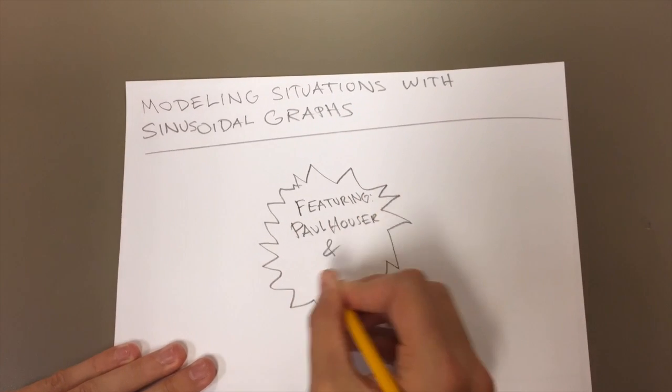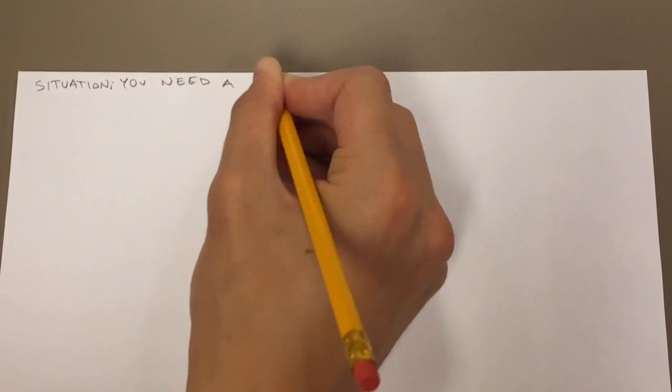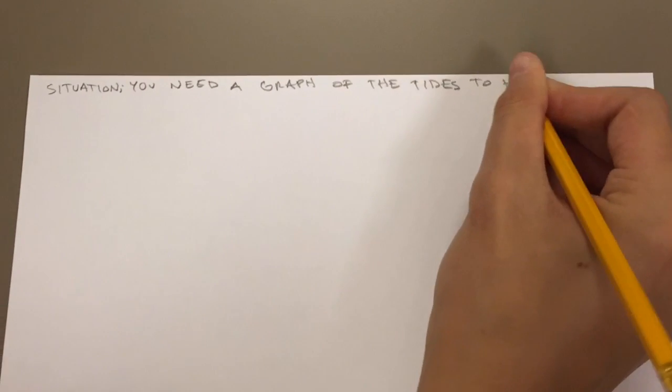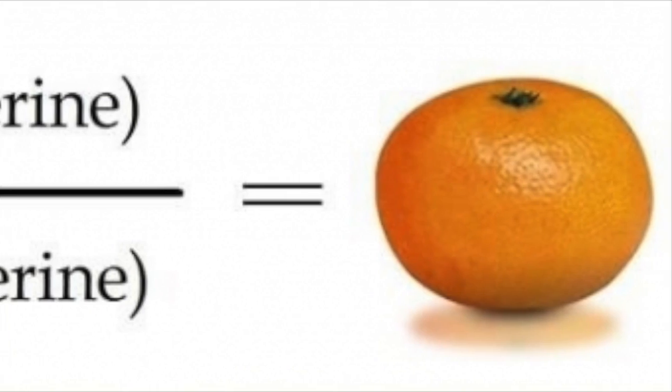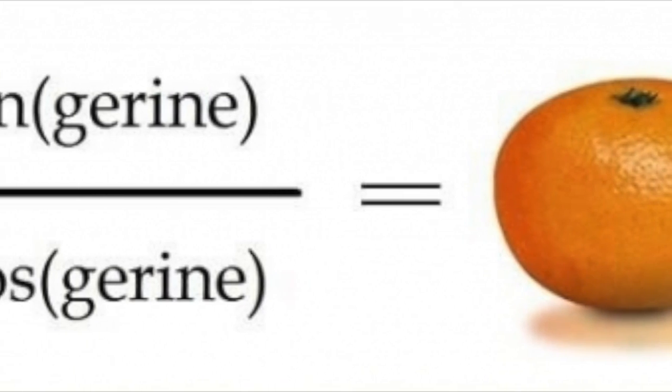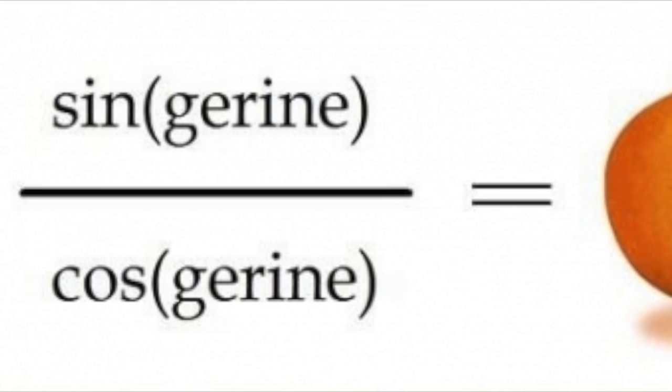Today we will be modeling situations with sinusoidal graphs. The situation we will be modeling today is you need a graph of the tides to help plan your upcoming fishing trip. First, we need to write an equation before modeling with a graph.